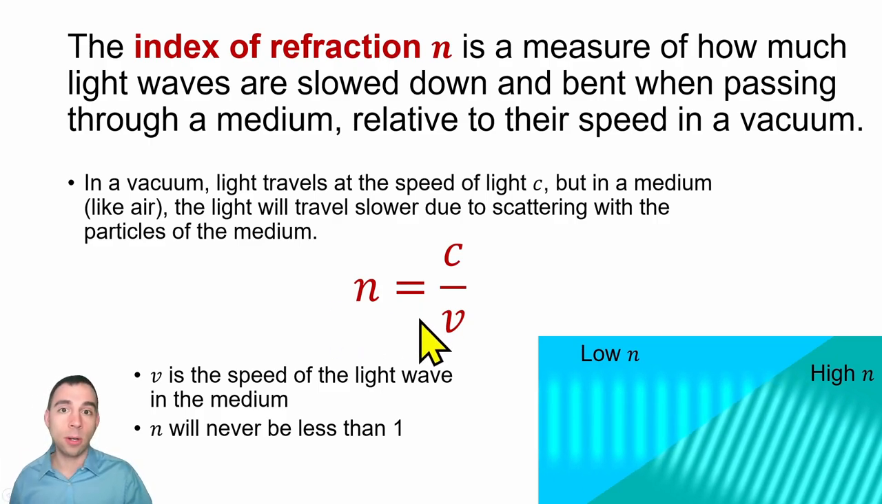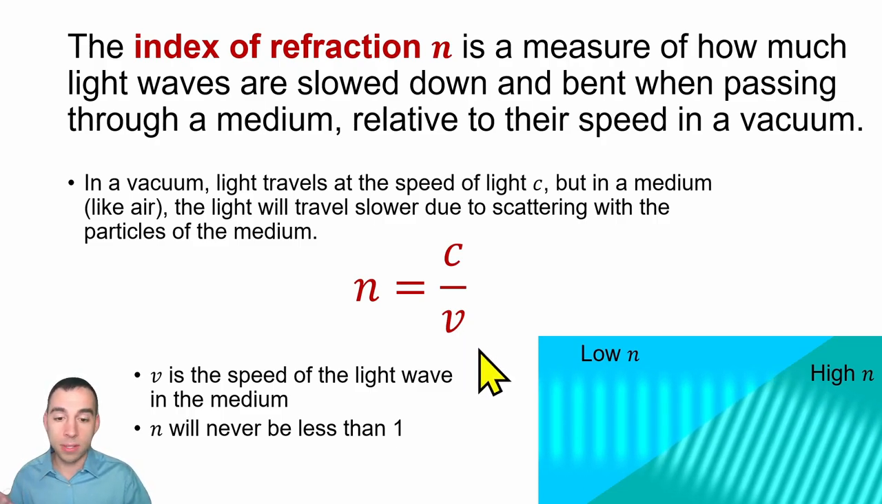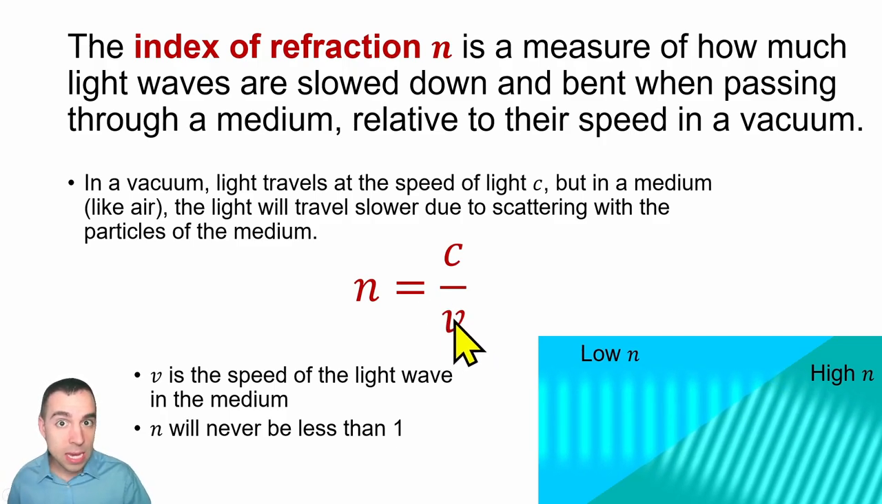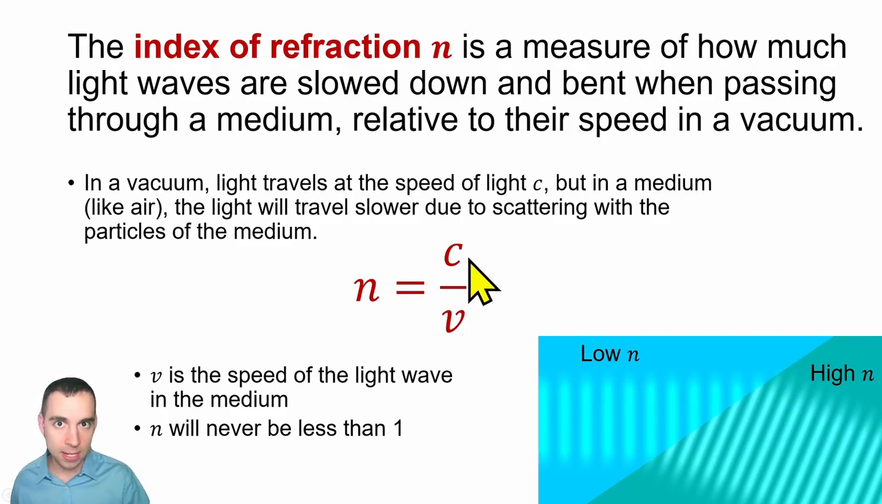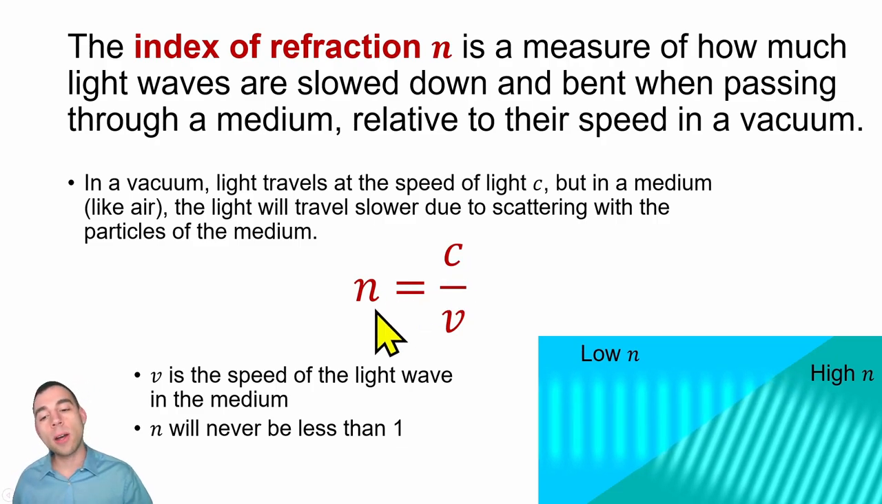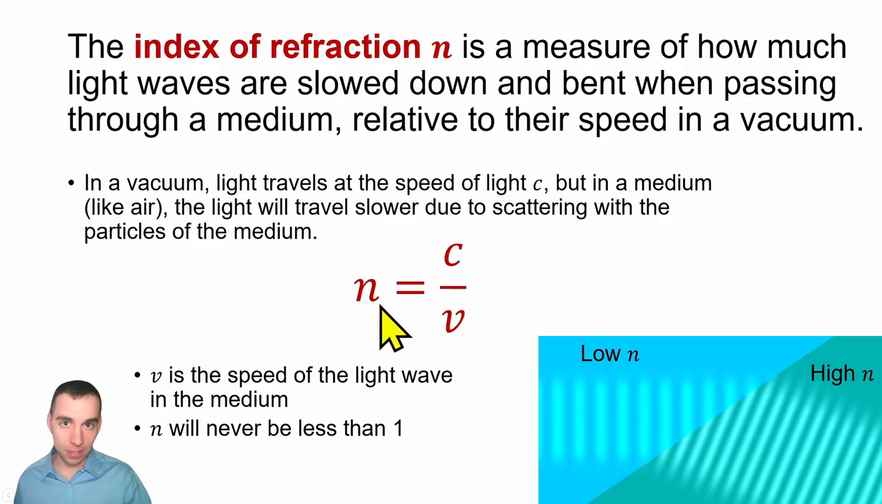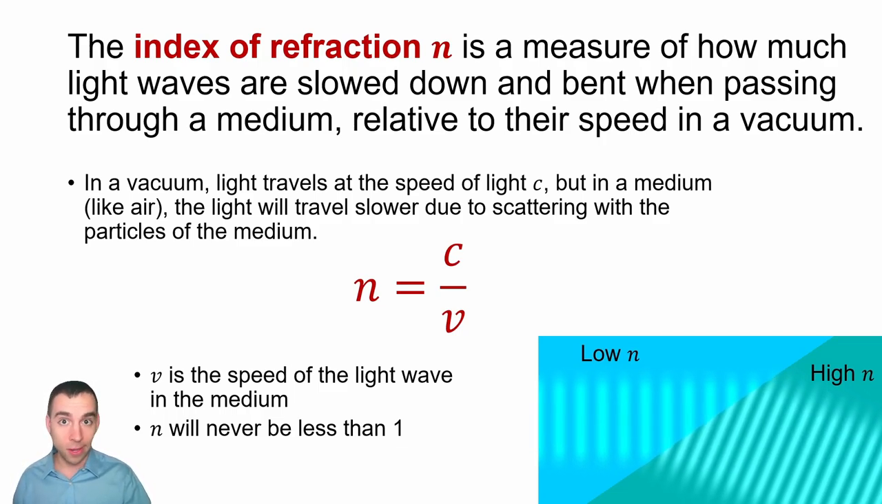But any other time when we have a light wave traveling through a material, it's going to be a little bit slower than that. So this v number will get smaller than the speed of light in a vacuum, and that will cause our n to be some number greater than 1. And every single material in the world will always have an index of refraction greater than 1.